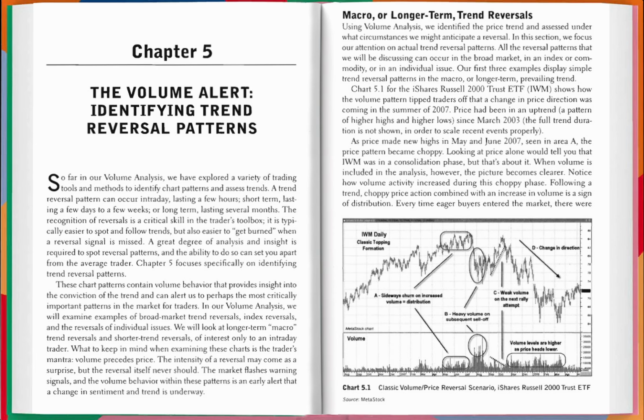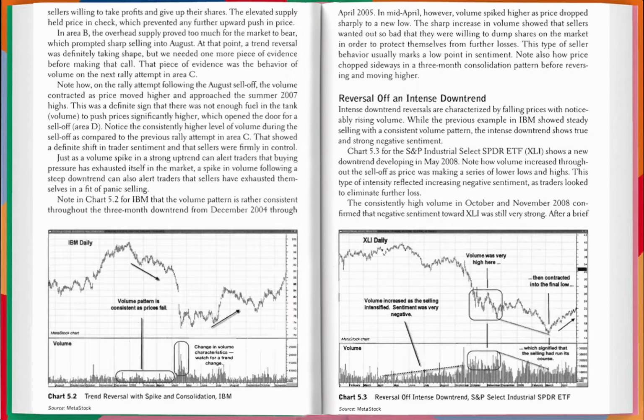Every time eager buyers entered the market, there were sellers willing to take profits and give up their shares. The elevated supply held price in check, which prevented any further upward push in price. In Area B, the overhead supply proved too much for the market to bear, which prompted sharp selling into August. At that point, a trend reversal was definitely taking shape, but we needed one more piece of evidence before making that call. That piece of evidence was the behavior of volume on the next rally attempt in Area C.